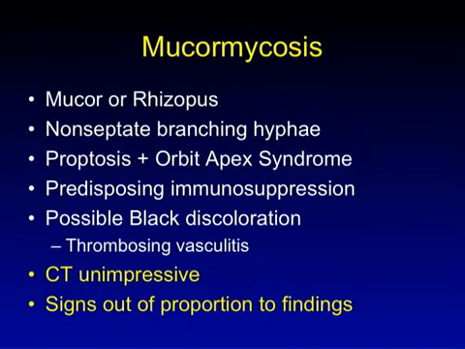Typically, you'll see proptosis and orbital apex syndrome because it is invasive again. Patients are usually immunosuppressed. And there's a black discoloration, and that's because the fungal infection, the fungus actually likes to invade the blood vessels, and it causes a thrombosing vasculitis. So that's the reason why it's black, okay? Again, signs out of proportion to findings. And this can be a lethal illness as well as necrotizing fasciitis. So it's important to know that for your boards. These are questions that could be asked.